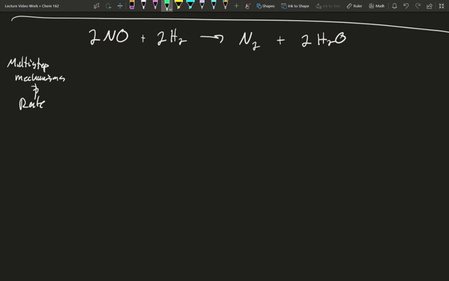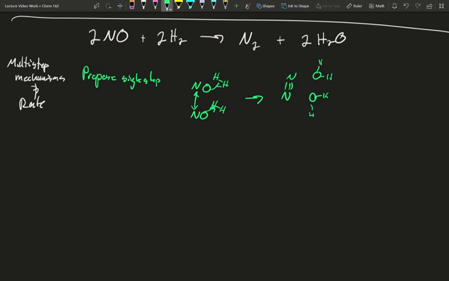Now we could propose a single step where we just consider the reaction to occur as the balanced reaction shows. Somehow I'd have to have two NOs and two H2s near each other at the same time, and they would transfer the oxygens while the nitrogens would stick to each other, and you'd end up with N2 and two waters. Well, this would be a tetramolecular reaction. Generally, we think of mechanisms as mono or bimolecular, so already this is extremely unlikely.